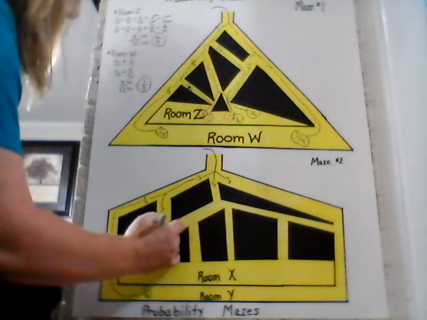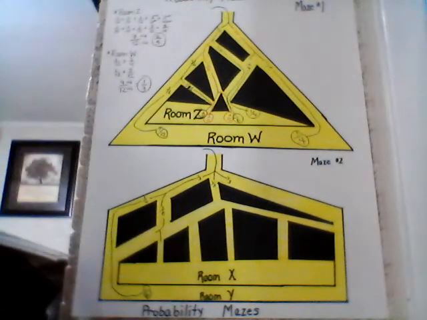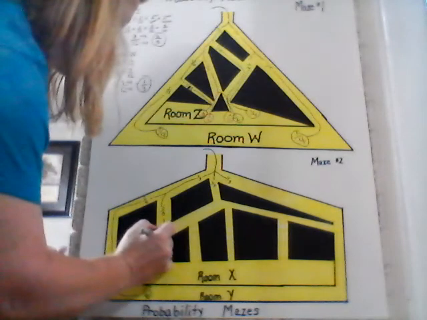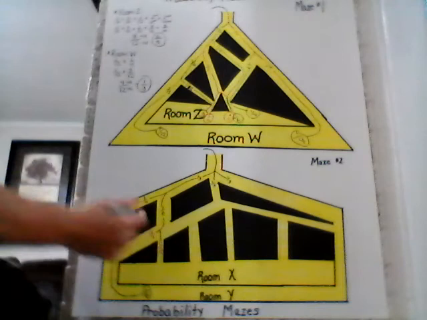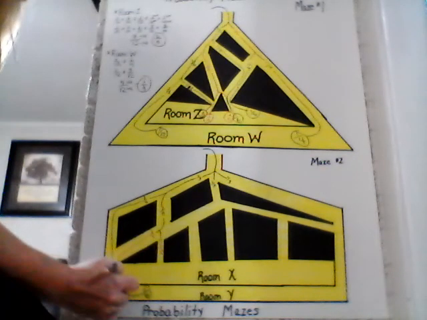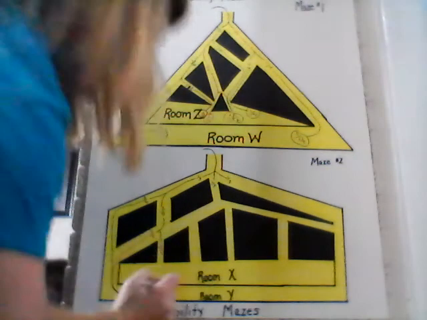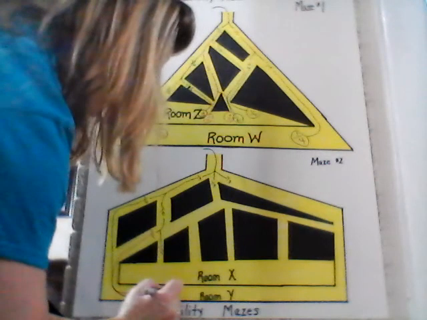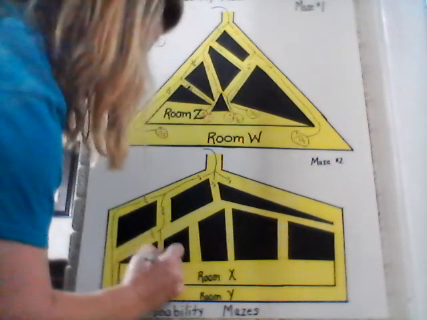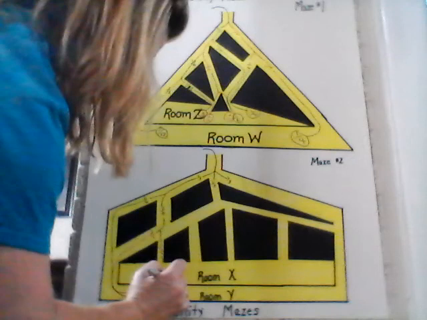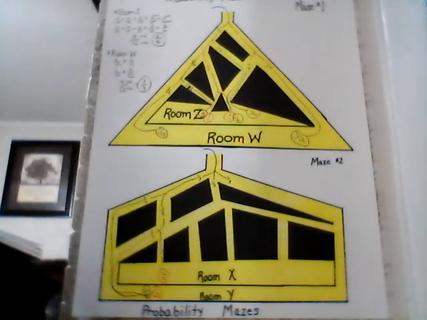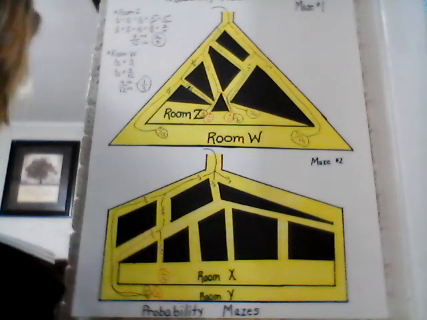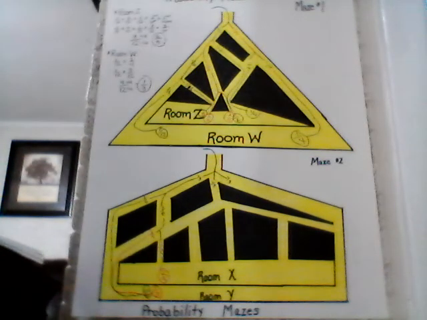This 1/6 is going to travel, but when it gets to here, it's going to split. When it splits here, it becomes 1/12. This 1/12 is going to travel all the way down into room Y. This 1/12 is going to travel into room X. And now we are finished with the right side of our maze. And now we're going to go to the front.